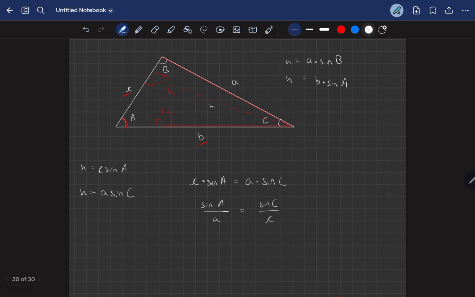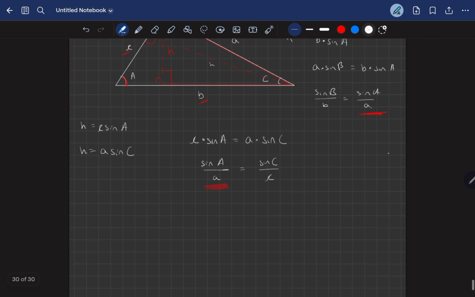And again, equate these two together. We get a times sine b equal to b times sine a. Rearrange, we get sine b over b is equal to sine a over a. Now look, we've got sine a over a right here, and we've got sine a over a right here as well. So we can equate both these equations together again, and we get sine b over b is equal to sine a over a, which is equal to sine c over c. And this is the sine rule.